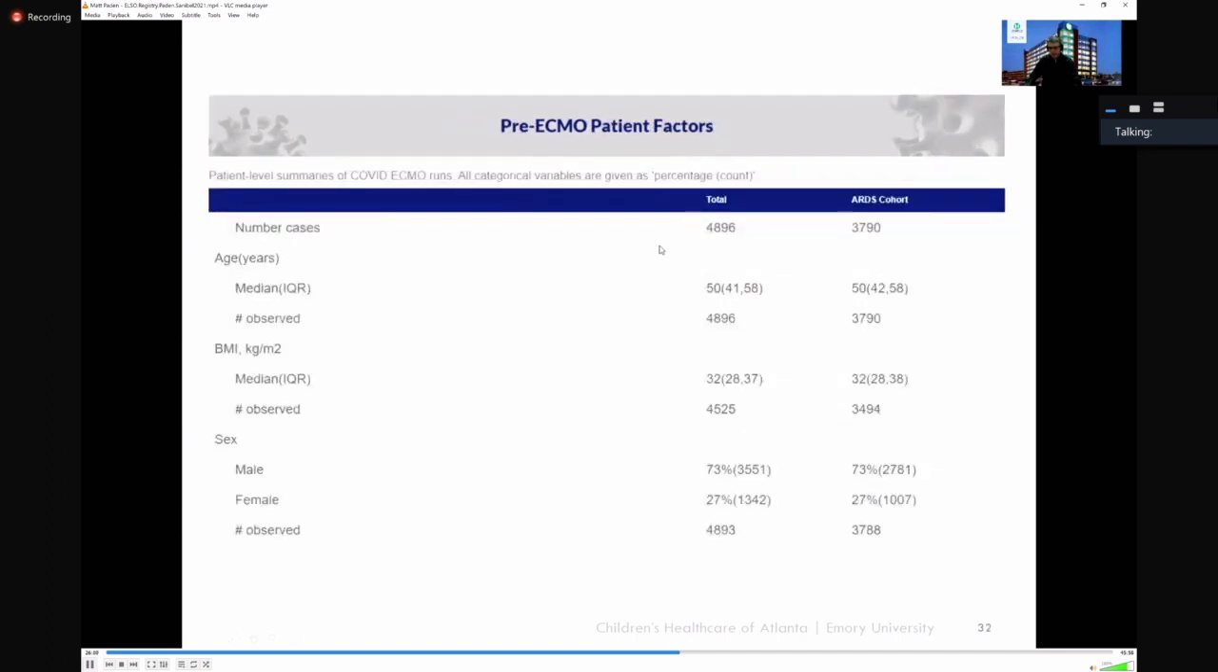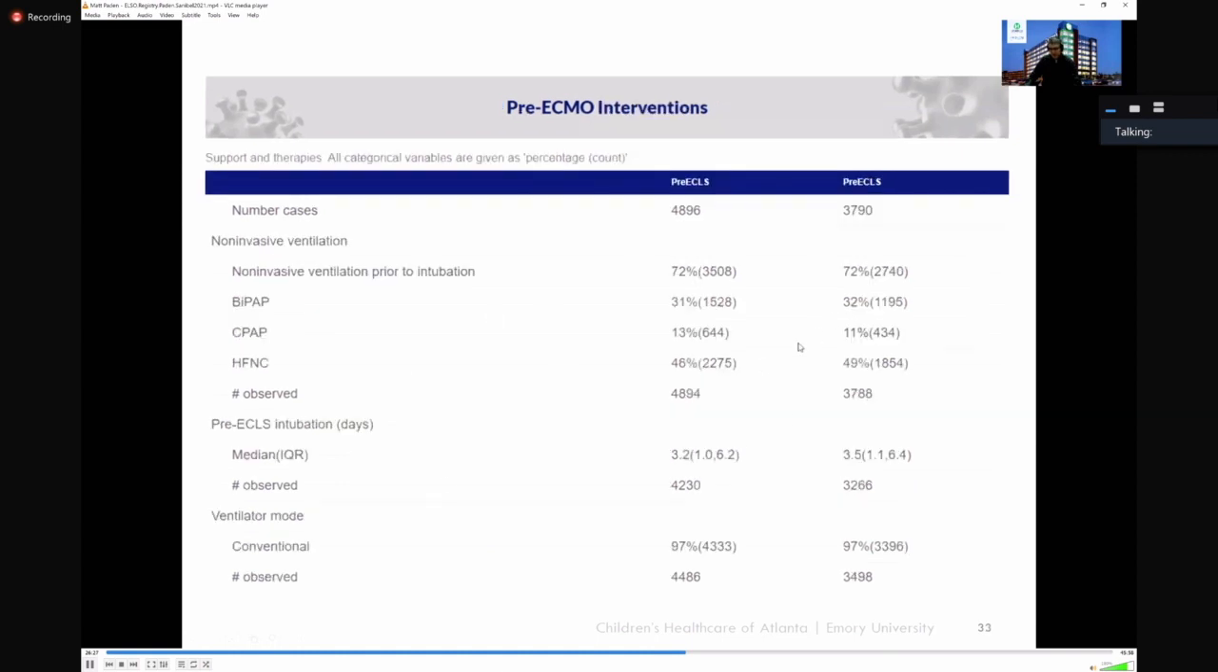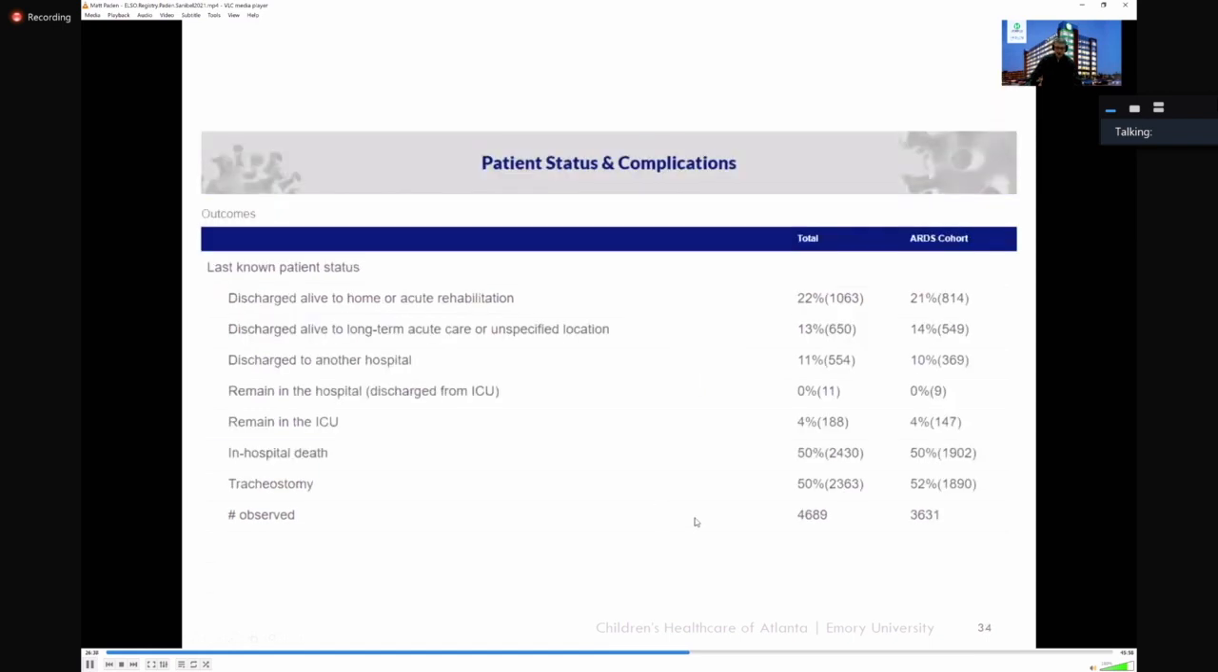We looked at pre-ECMO factors for these patients. Again, in looking at that paper, we divided them up between all of the patients and then the patients who met a specific criteria for ARDS. And so, again, these are just some of the patient factors. We, again, can look at what happened to them before they went on ECMO, how many of them got high flow versus CPAP or BiPAP, how long they were intubated before ECMO, and what kind of ventilators were being used. And then, importantly, we were able to look at outcomes for these patients. So not only just who got trached, but how many of them died, and again, where they were discharged to.